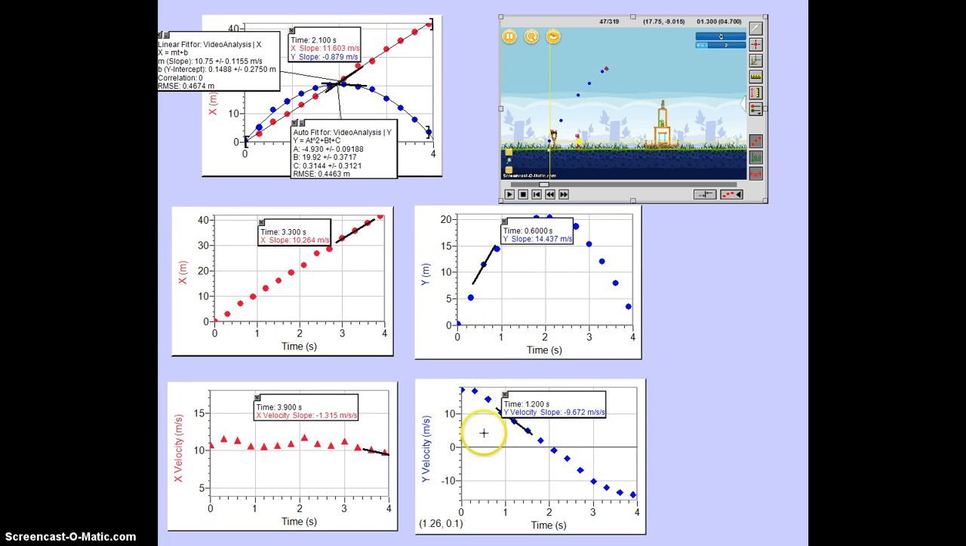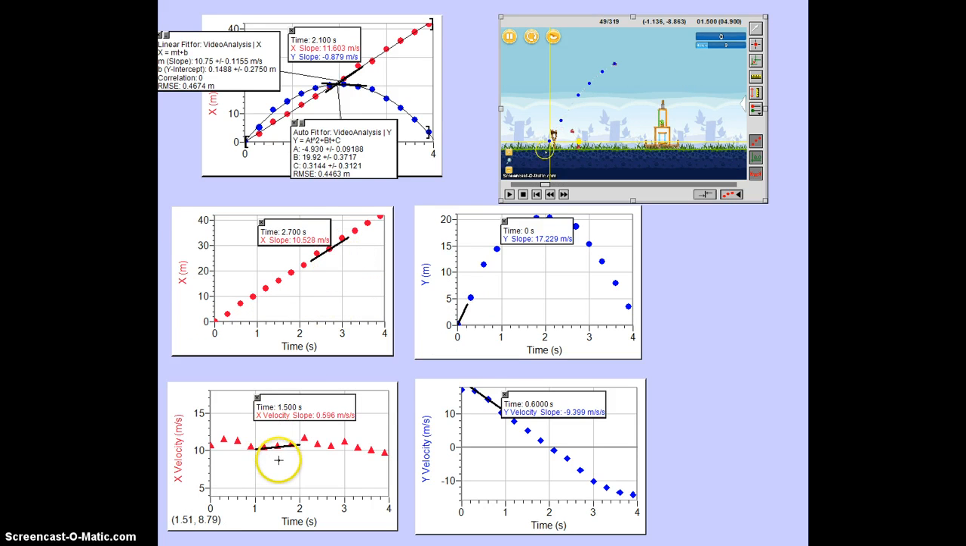Now, analyzing the x position versus time graph, the slope is constant at approximately 10 meters per second because, unlike the y position versus time graph that is affected by gravity, here there is no force affecting the bird in the x direction, so it is constant.